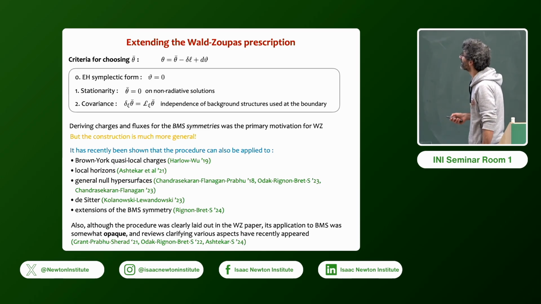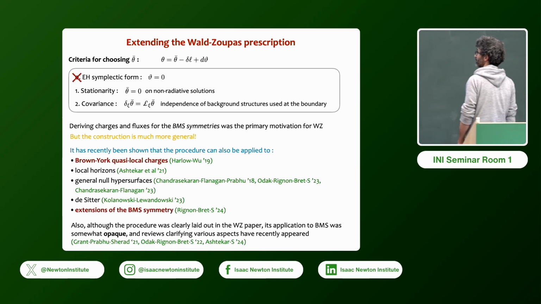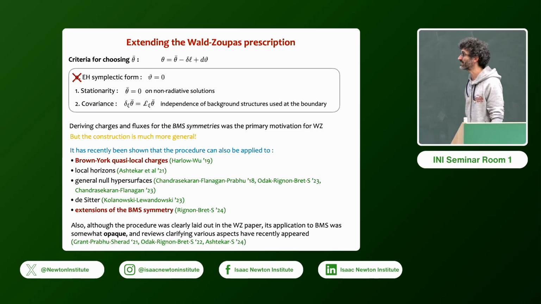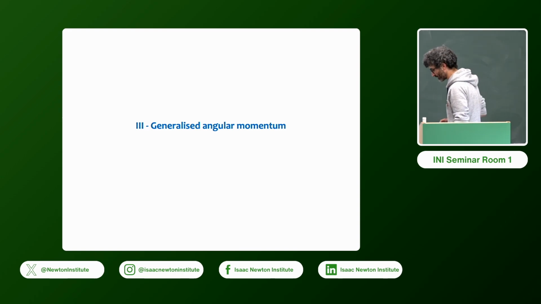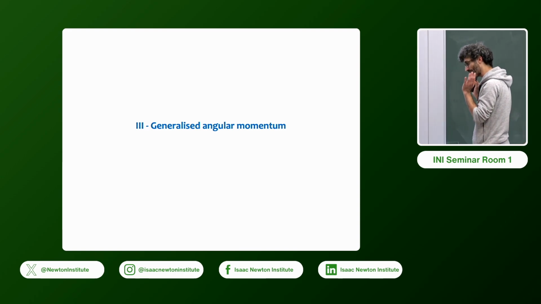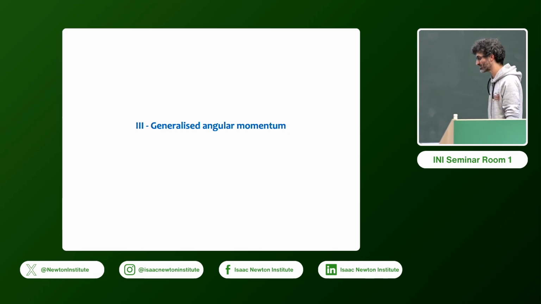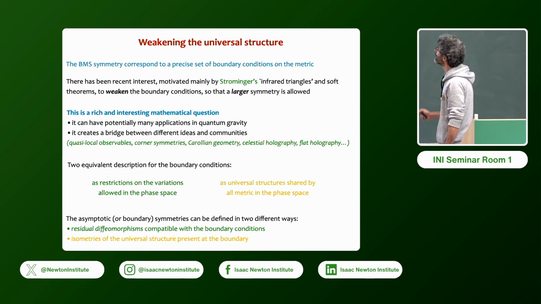And in particular, this very influential paper by Harlow and Wu, for instance, already to just obtain the quasi-local charges of Brown-York, you need to go beyond assumption 0, and also in extensions of the BMS symmetry you need it. I don't have much time left, but I would like to just briefly, without details, give the basic sketch of what is this generalized angular momentum that people are interested in.